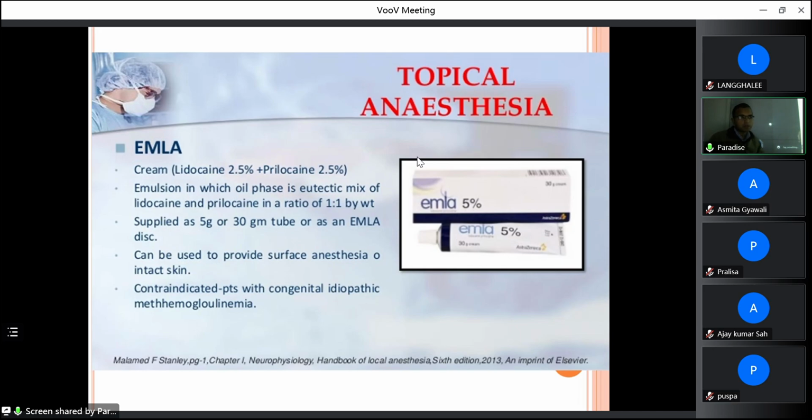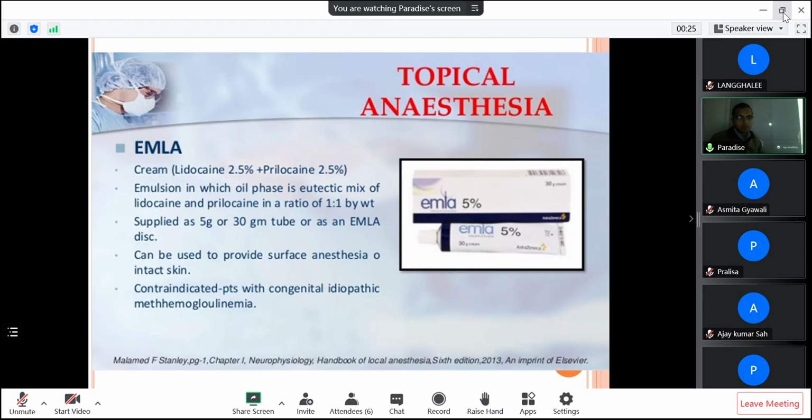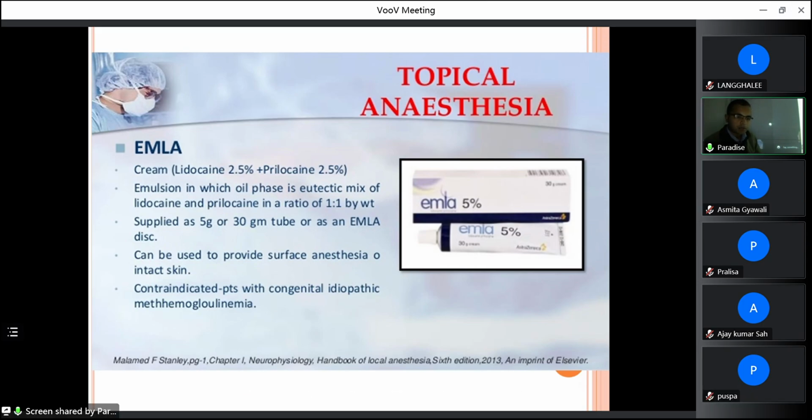And lidocaine 2.5%. It is known as EMLA, eutectic mixture of local anesthesia. It is available as an emulsion in which the oil phase is a eutectic mixture of lidocaine and prilocaine in the ratio of 1:1 by weight. Supplied as a 5 gram or 30 gram tube or as an EMLA disc, it can be used to provide surface anesthesia to intact skin. Contraindicated in patients with congenital idiopathic methemoglobinemia.